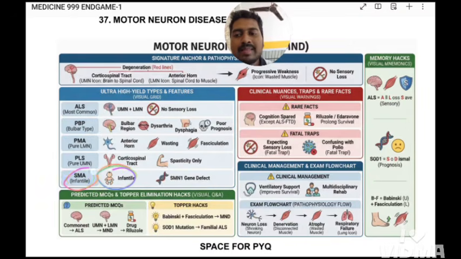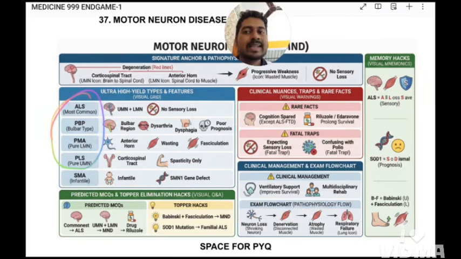So only SMA occurs in children, that is in infants and childhood age group. There are different types of SMA. The rest all occur in adults, and these are degenerative diseases basically. Okay. ALS, which we have already seen, occurs in the adult age group, between 30 to 50 years. Now for this, you should know what is upper motor neuron and what is lower motor neuron. A few slides before, I explained that in detail.